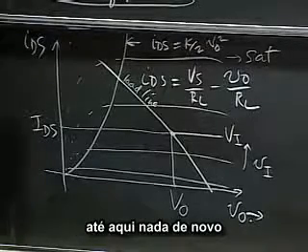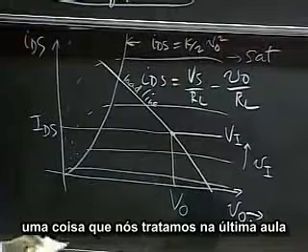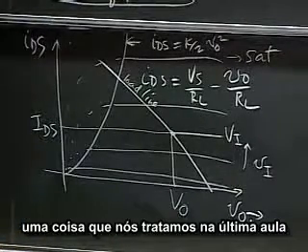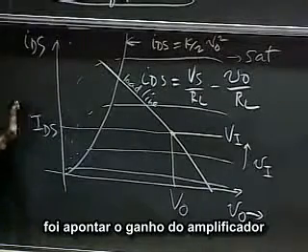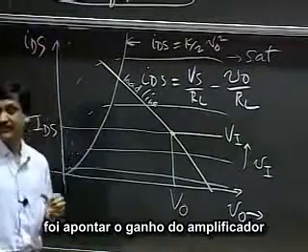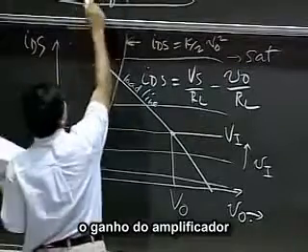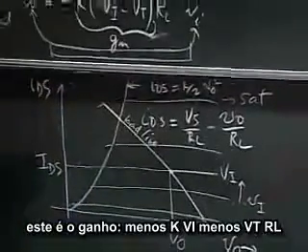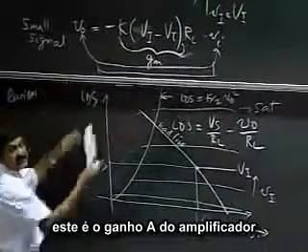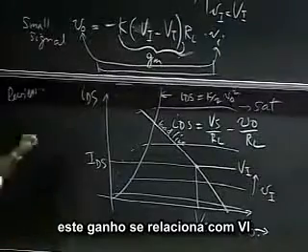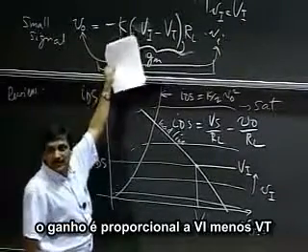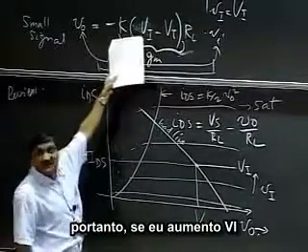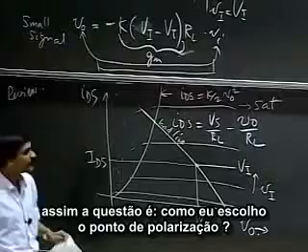Okay, so far there's nothing new. One thing we stopped the last time by pointing out is the gain of our amplifier. This is the gain, minus K (Vi minus Vt) RL, that's the gain A of the amplifier. That gain is related to Vi. The gain is proportional to Vi minus Vt. So therefore, if I increased Vi, I would get more gain.